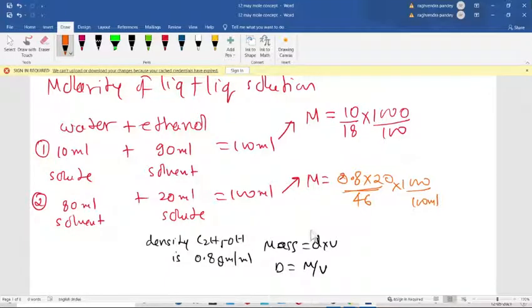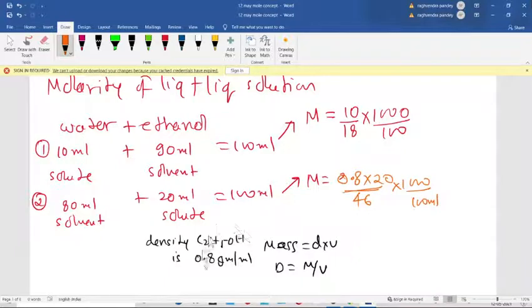In the second case, the solute is your ethanol. Its density is 0.8 gram per ml. I forgot to give you the density, 0.8 gram per ml, that's the density.